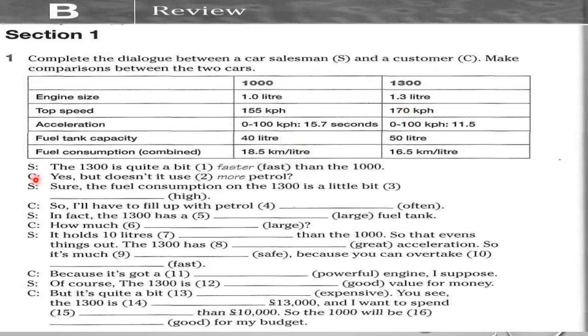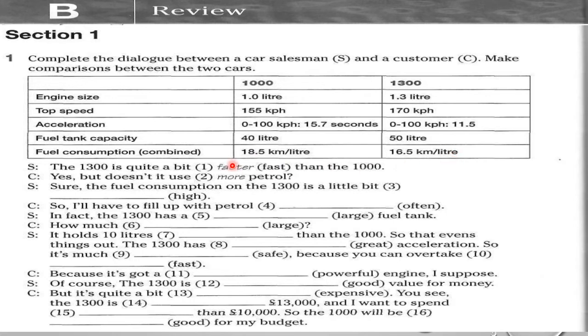So this one drives faster, as you see. Acceleration, from 0 to 100 kilometers per hour, this one needs 15.7 seconds. This one takes only 11.5 because it's faster, as you see. The fuel tank capacity: this one takes 40 liters. This one is bigger. It takes 50 liters. The fuel consumption: this one, in 1 liter, drives for 18.5 kilometers. But this one, in 1 liter, drives for 16.5 kilometers. So, as you see, this one consumes more petrol than this one.